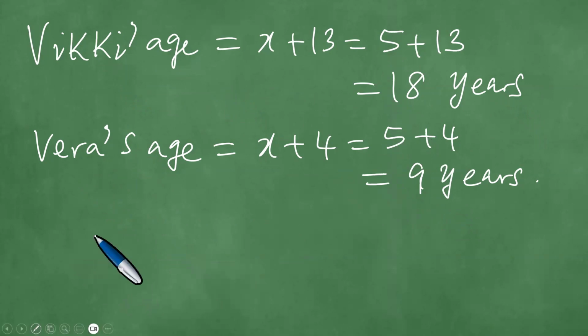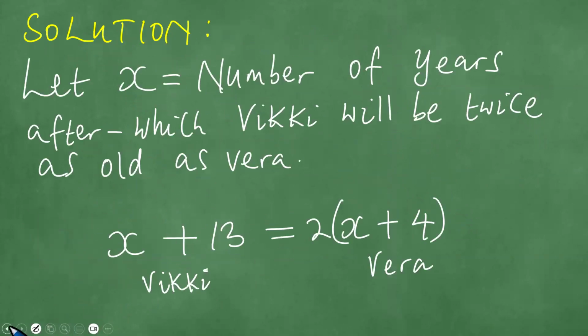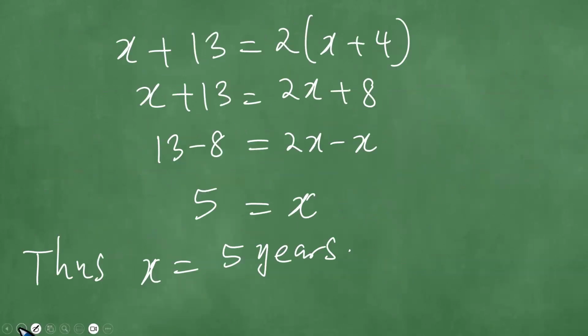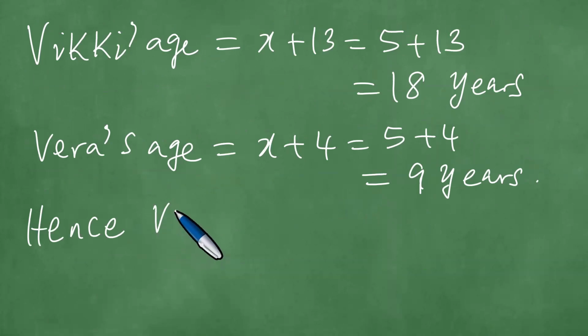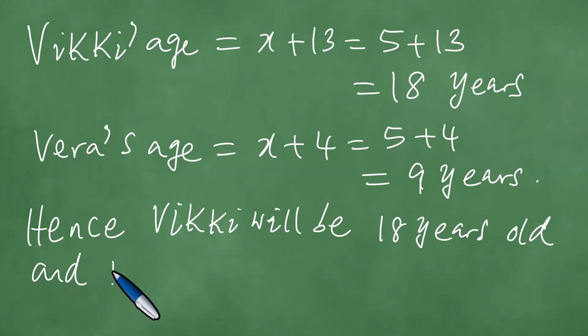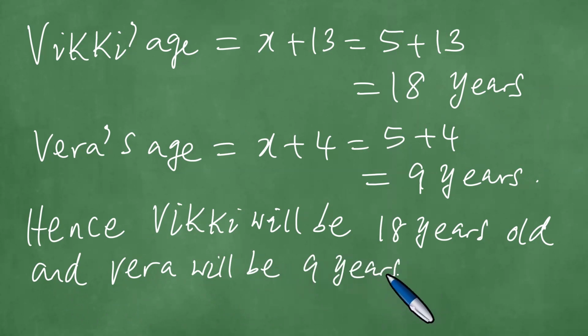Hence, to answer the question more precisely, where the examiner asks what age each sister will be when Vikki is twice as old as Vera, Vikki will be 18 years old, and Vera will be 9 years old.